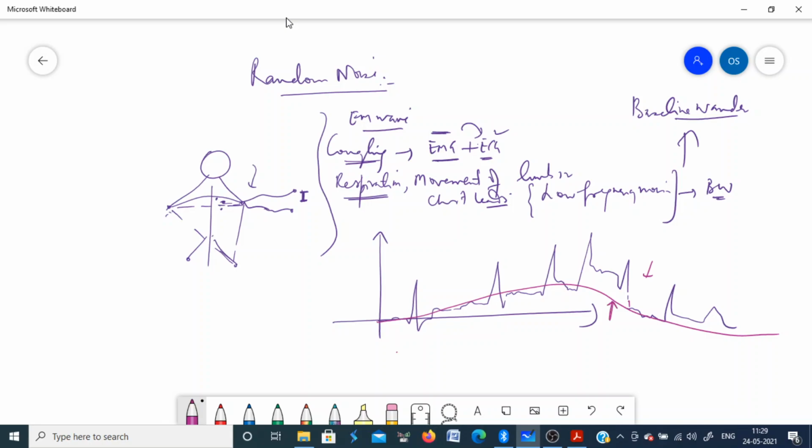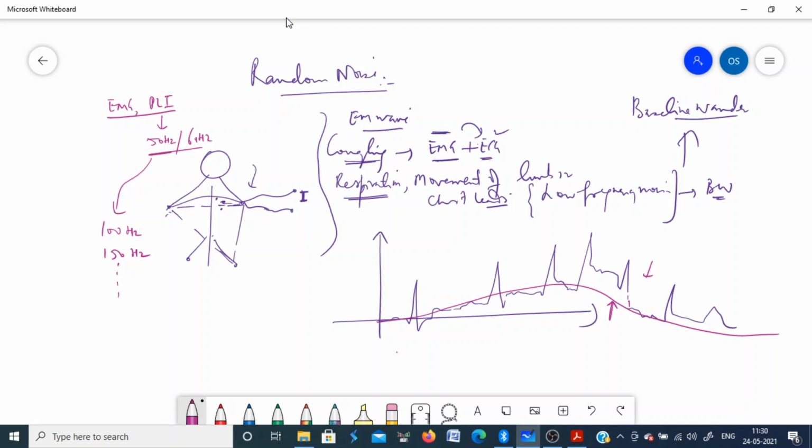Okay. Similarly, in the high frequency noise, there are two major noises. One is EMG and one is your power line frequency or power line interference. Power line interference generally occurs at 50 hertz or 60 hertz, and sometimes you have harmonics also. It means if there is a frequency of 50 hertz, there may be a frequency of 100 hertz. Sorry, 150 hertz, 200 hertz, and so on. So you must have a filter for elimination of that.